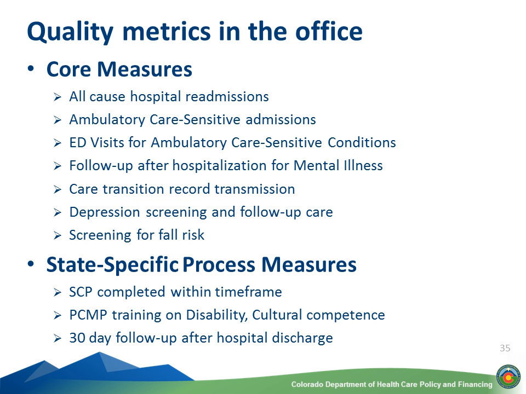They're broken down into two buckets. We've got our core quality measures and then our state-specific quality measures. And if you look at the core quality measures, these are really just national standards to improve the overall healthcare system. So we're looking to see a reduction in hospital readmissions. We're looking at acute care admissions that could have been prevented by outpatient or ambulatory services. We're looking for follow-up after hospitalization for mental illness. We're looking to improve care transition record transmission, depression screening and follow-up care, and screening for fall risk.